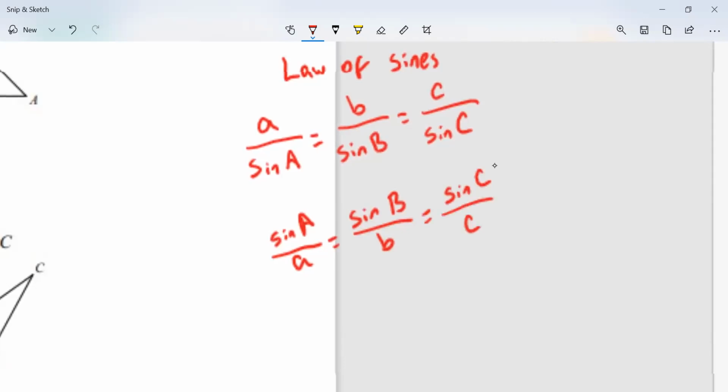Now, which fraction am I going to use? I'm going to use the one where I have the unknown on top of the fraction. So if I'm solving for a side, use the top three fractions. If you're solving for an angle, use the bottom three fractions. Again, I want the unknown, whatever I'm solving for, I want it on top of the fraction.